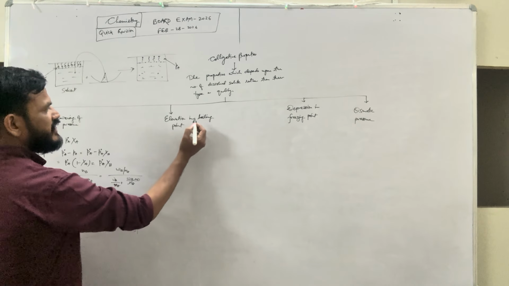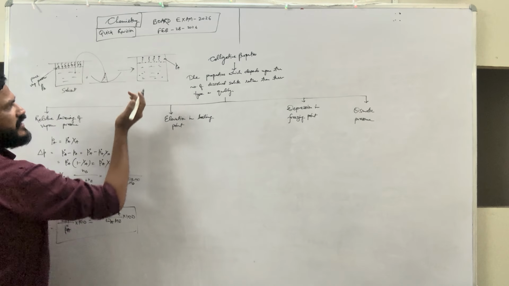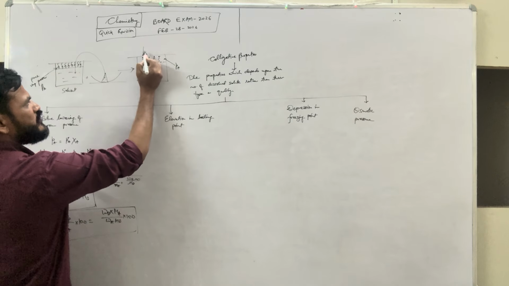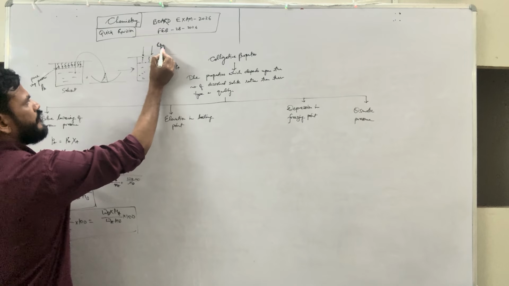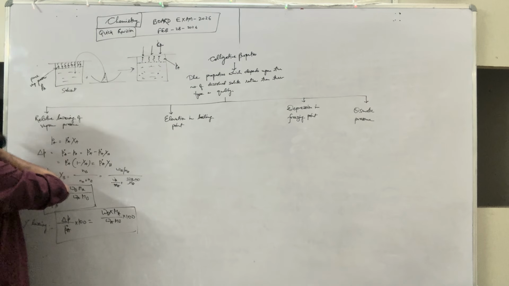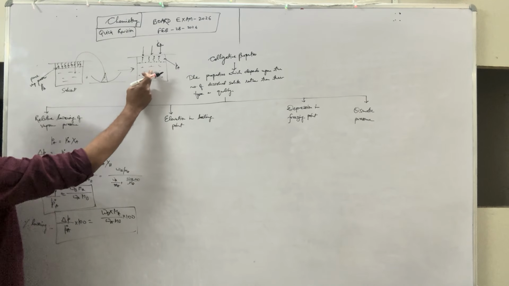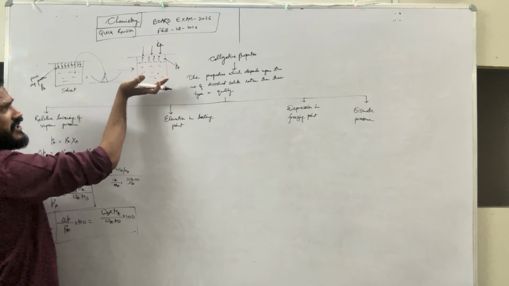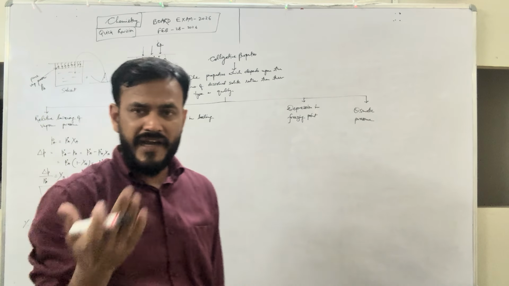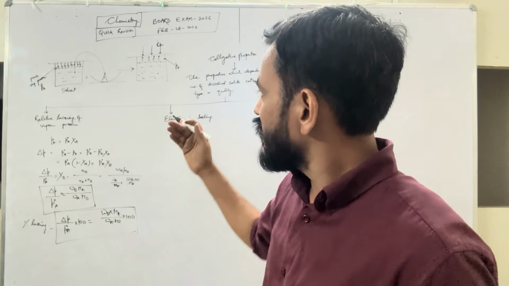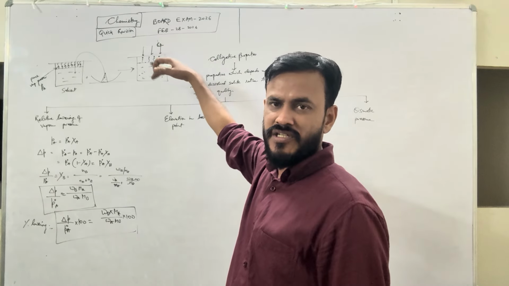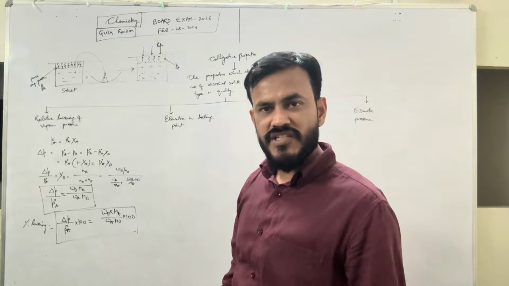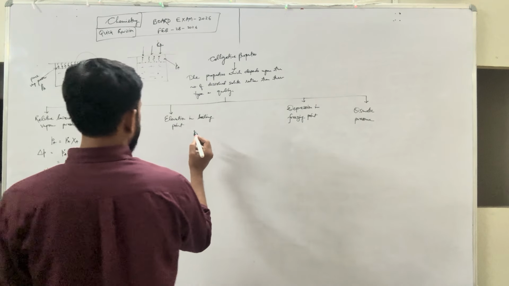Now we come to elevation in boiling point. A liquid boils when atmospheric pressure is equal to vapor pressure. Because of lowering in vapor pressure, one needs to heat it to a higher temperature. Then only more and more vapor will come out, and it can match atmospheric pressure, and then the liquid will boil. Otherwise, it won't boil.